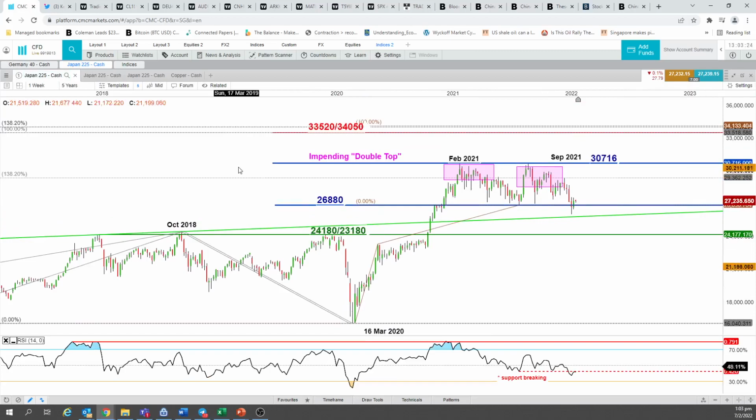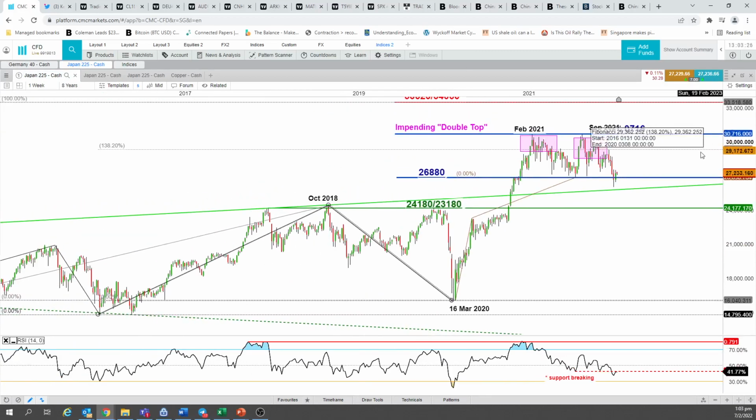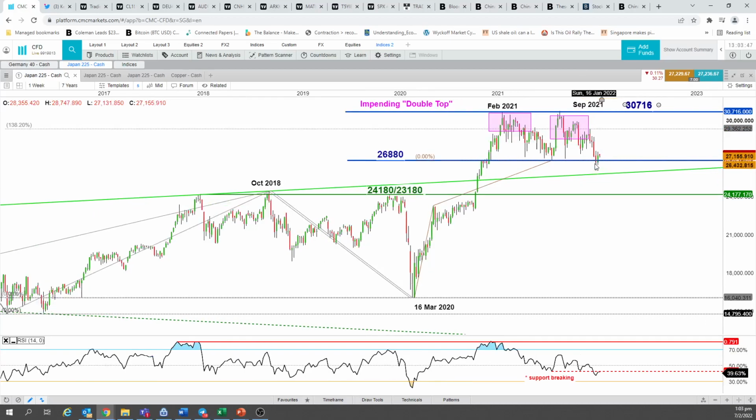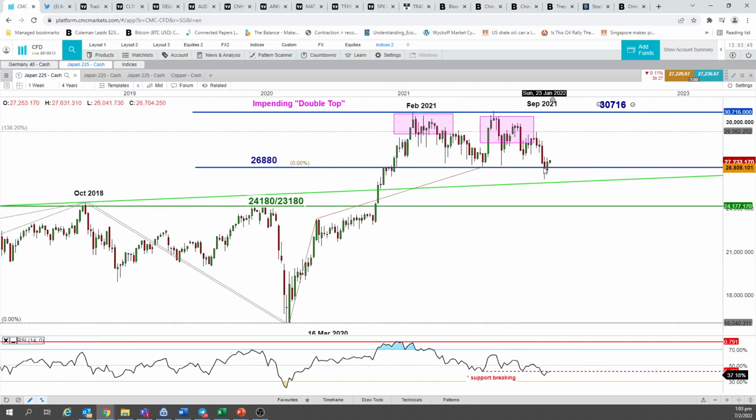So what I have for the quarterly outlook in my Q1 22 outlook was a neutrality stance between this major swing high of February 2021 and September 2021. This is close to about a 13-year high for the Nikkei 225 at 30,760, 30,716, and the range support at 26,880. Okay, there's a slight weekly tail, but it actually started to do a reversal last week.